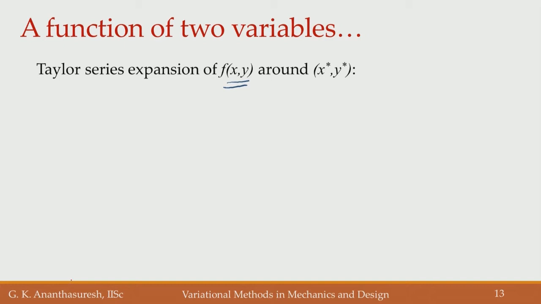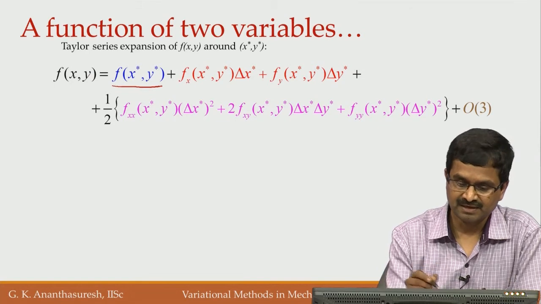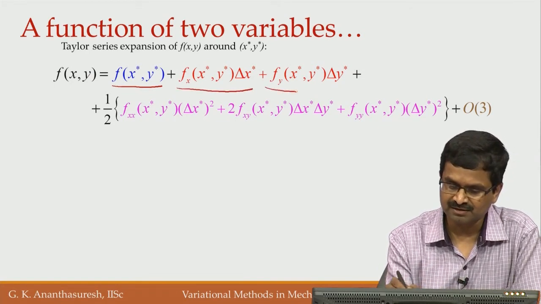We have a two variable problem. For that, let us do the Taylor series expansion. And that is how it looks. So, we have the zeroth order term, which is in blue color, and then the first order term, there are two of them, there is 1 and there is 2.